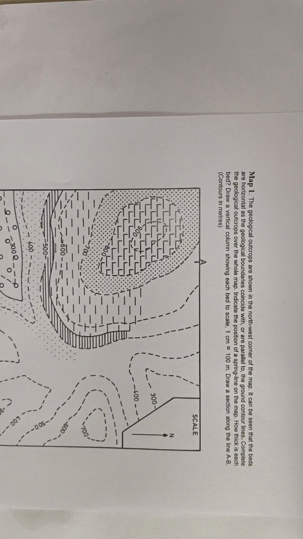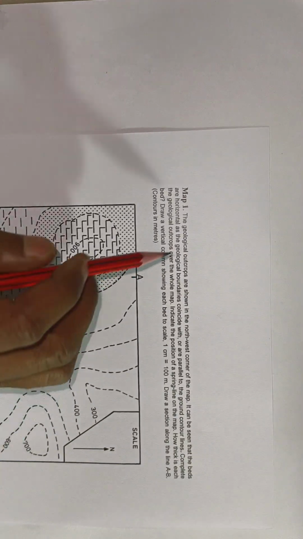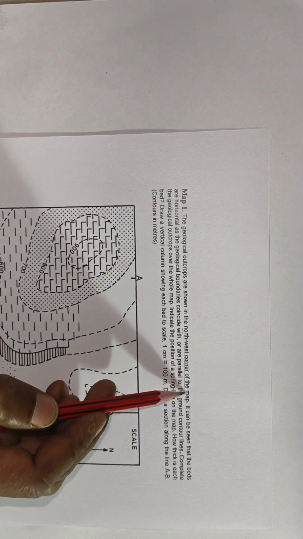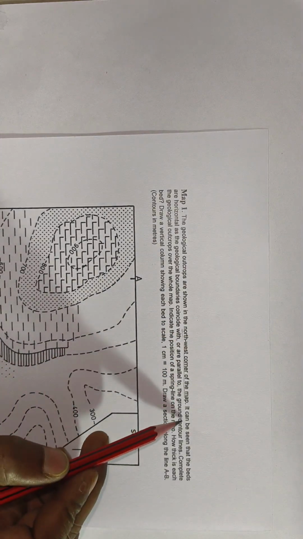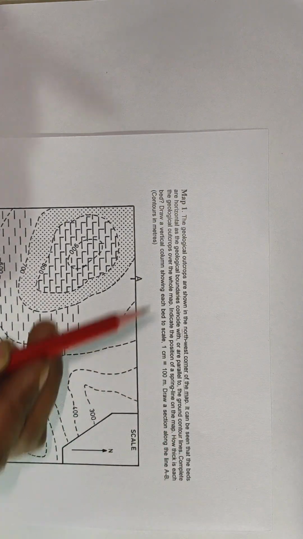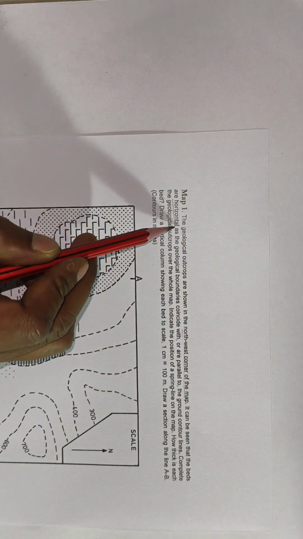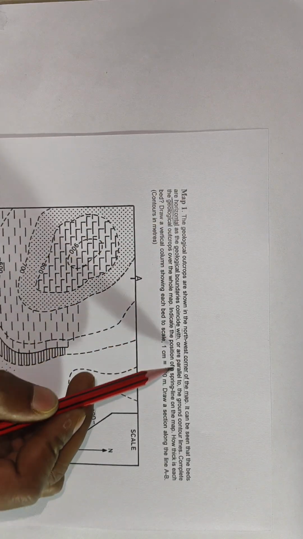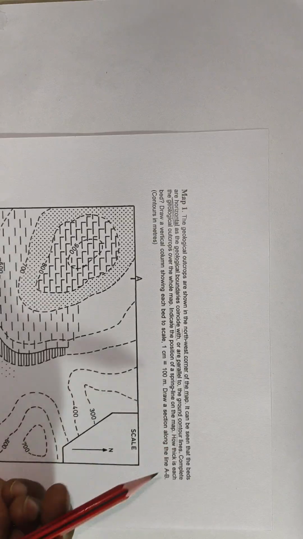Today I am going to discuss map interpretation in structural geology. So let's start with this map you can see on the screen. Here it is mentioned that the geological outcrops are shown in the northwest corner of the map. It can be seen that the beds are horizontal. It is mentioned that beds are horizontal as the geological boundaries coincide with or are parallel to the ground contour lines.